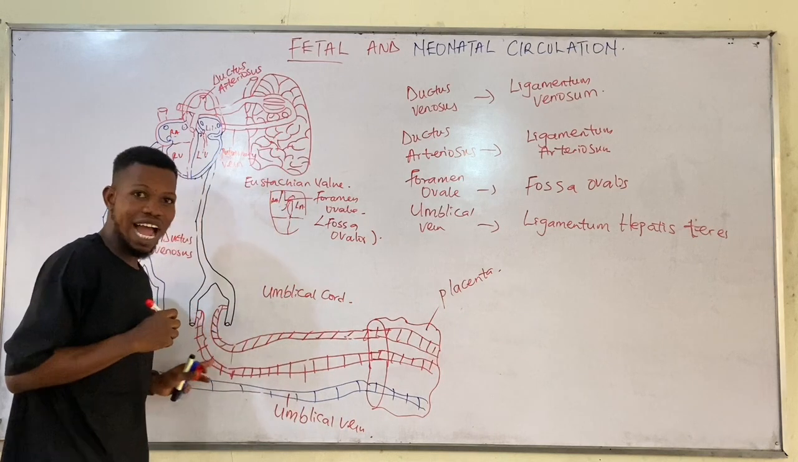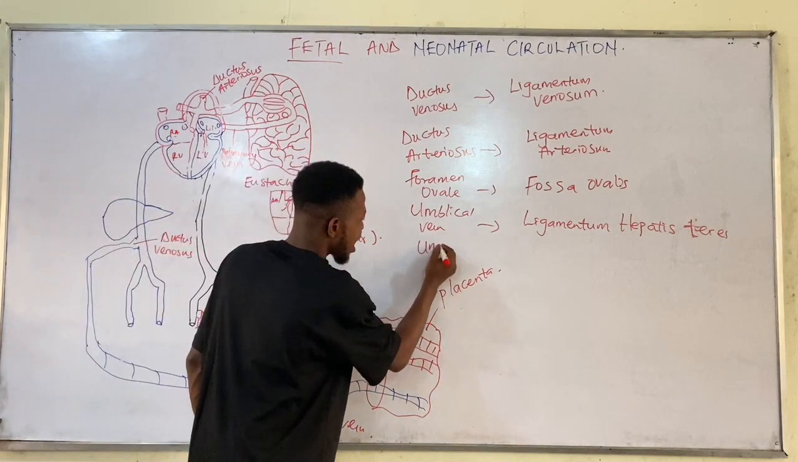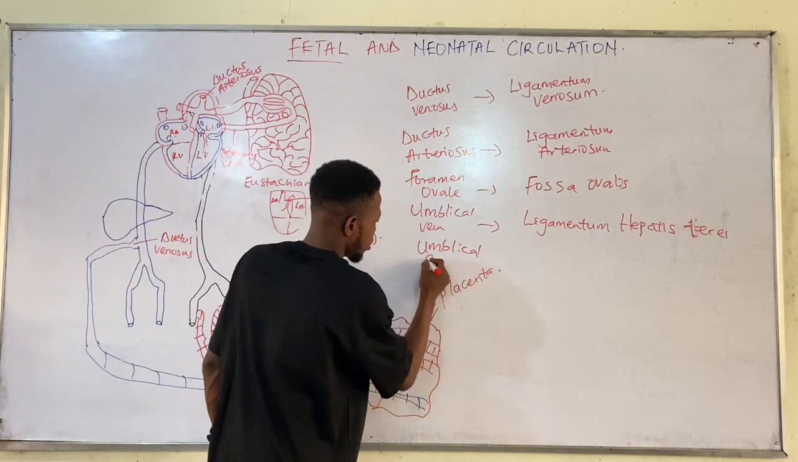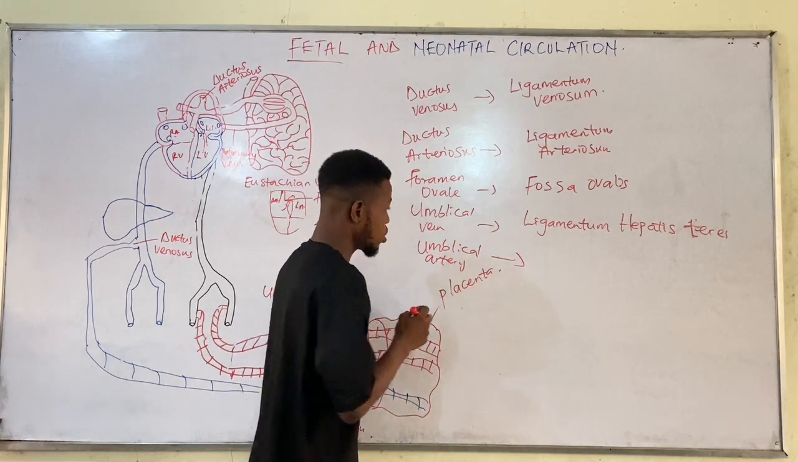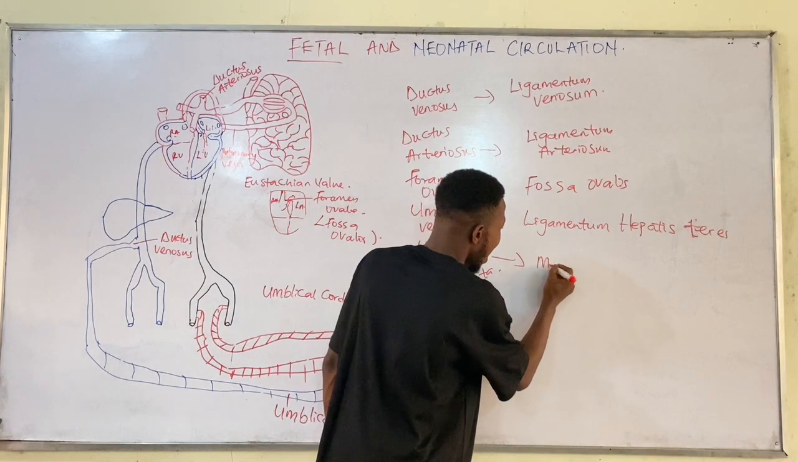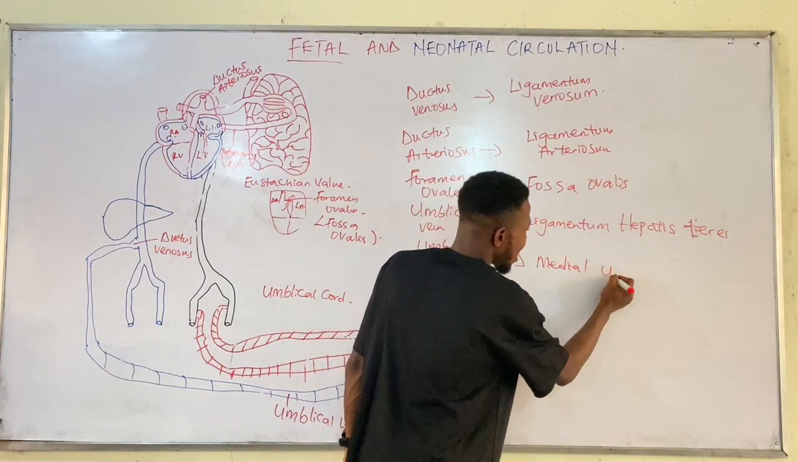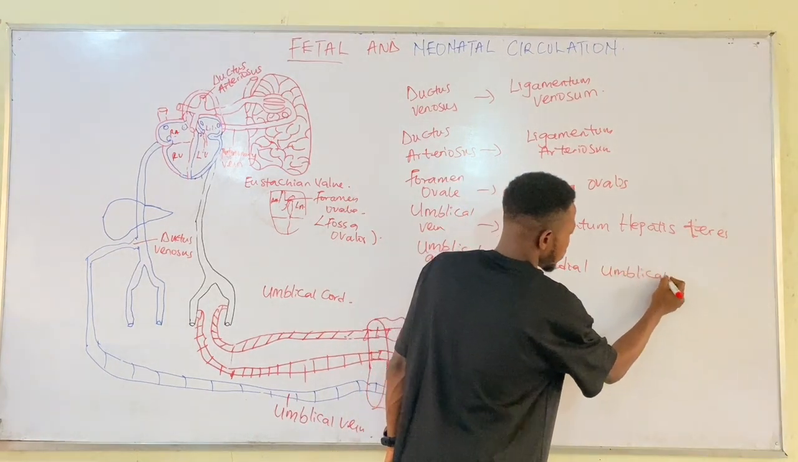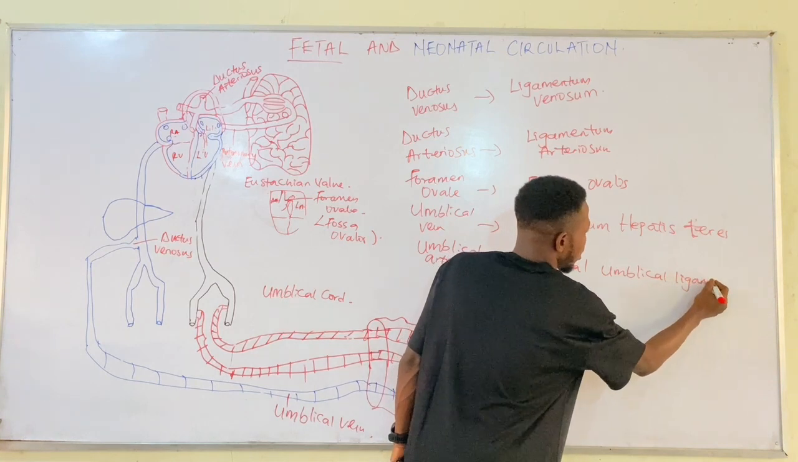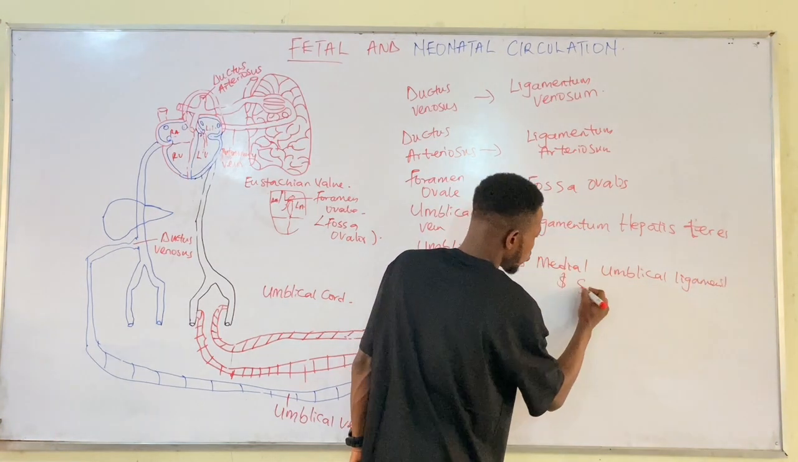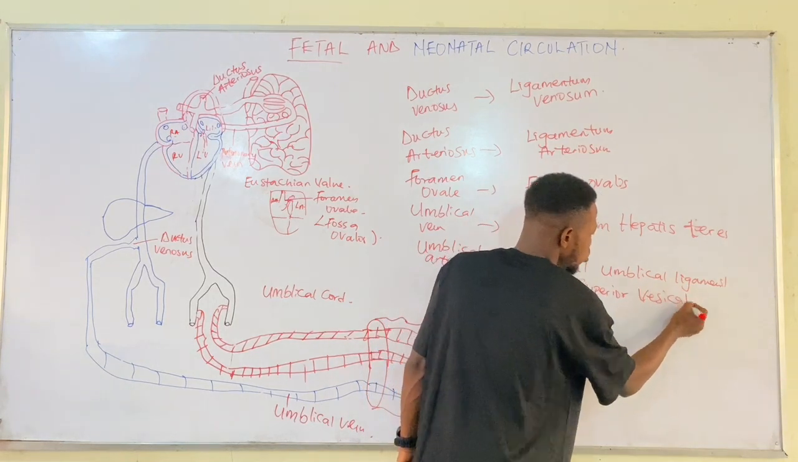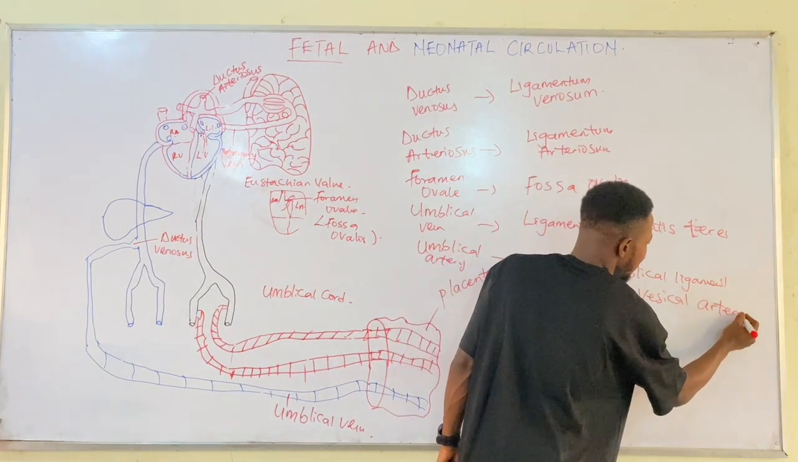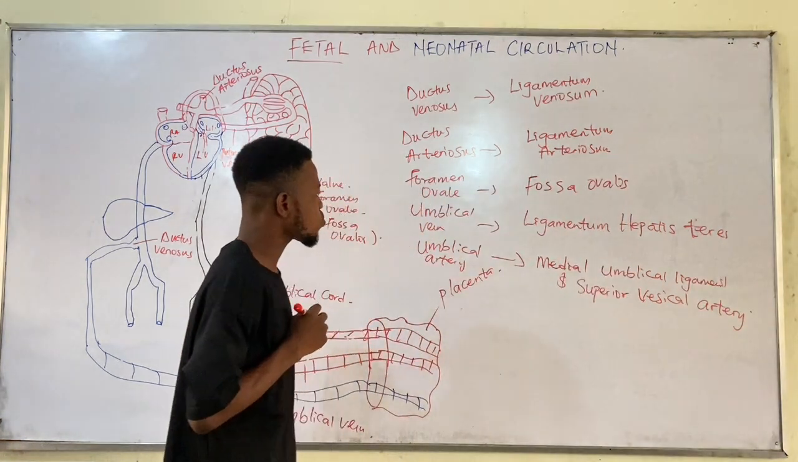And the umbilical artery in the fetal life, in the neonatal life, is going to become the medial umbilical ligament, and also the what? Superior vesical artery. Yeah, so this one is going to be formed in the neonatal life. Yes, that's what I want you to know.